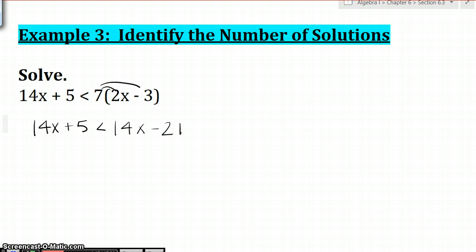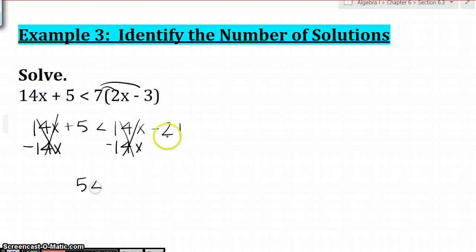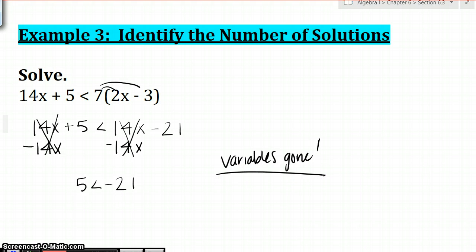Now if I go to solve this for x, I want x's on both sides. So I'm going to move the 14x over with this 14x. And you'll see that 14 minus 14 gives me 0, and this side I also get 0, so my x's are gone. Write down what you have left over. I have a 5 less than negative 21. Now if this happens and I don't have any variables left, my variables are gone, and I have something that is not true.